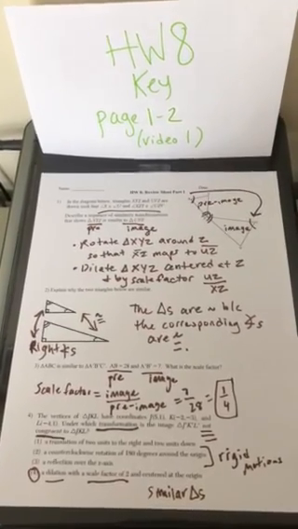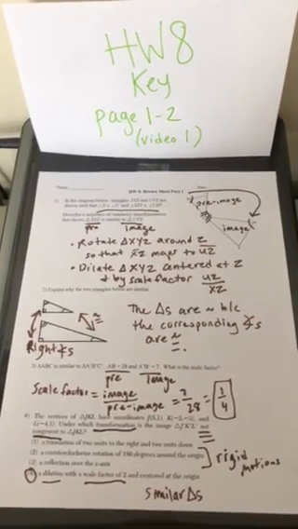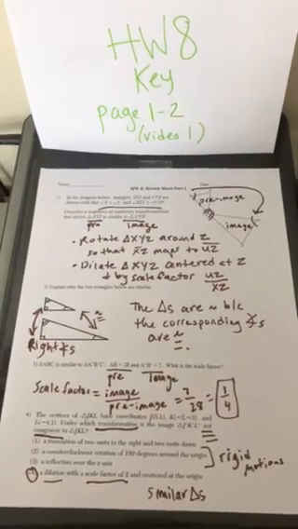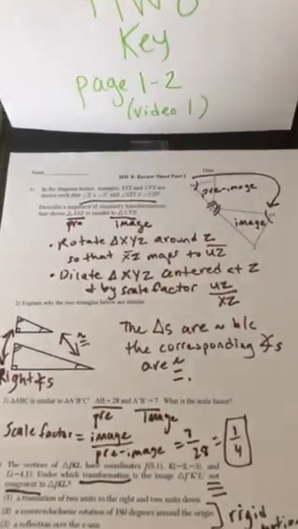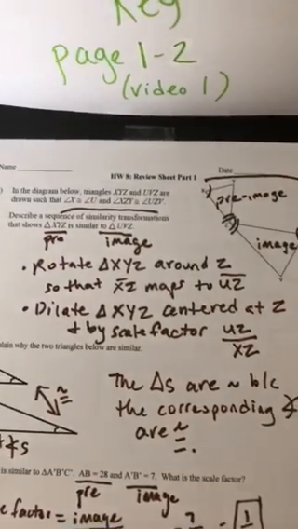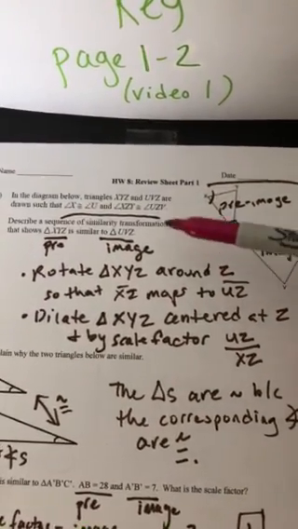This is homework 8 key, pages 1 and 2. This is going to be the first video of the homework checking for Mr. Kruger's class, Miss Stillman's class, and Mrs. Berthel's class. If you take a look at question 1, you're going to see that the angles that are told to us to be congruent are marked in.